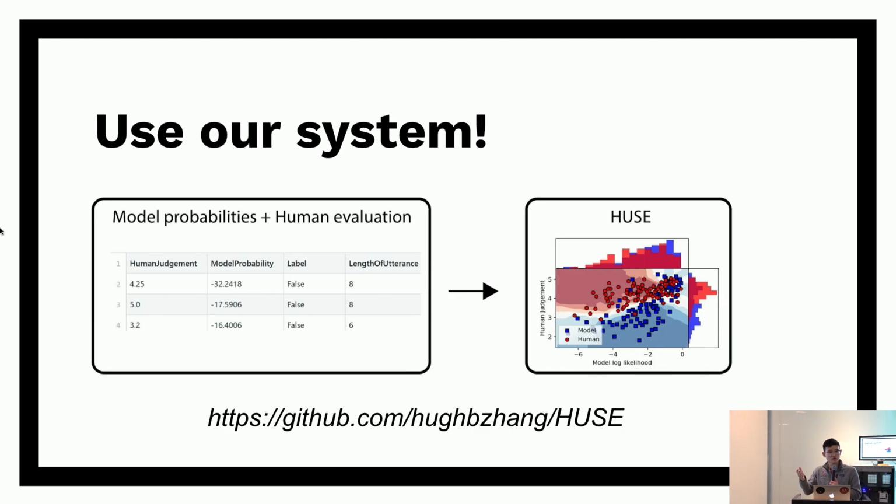Our metric is ready to use on GitHub. You can find tutorials for how to use HUSE, as well as documentation and the code to replicate every experiment that you have seen in this presentation, as well as in our paper. To use HUSE, all you need to do is to provide the model probabilities, as well as your human annotation scores. Our code will take care of the rest.